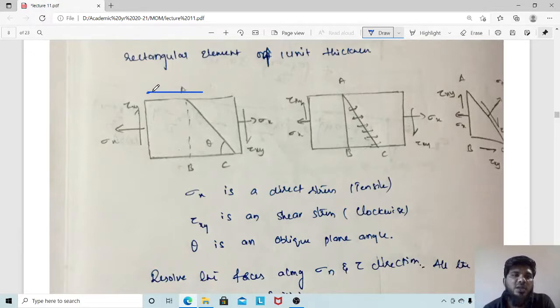I have not drawn it here, but you should consider it as a couple, because shear stress will try to rotate the object, or shear stress will try to slide the object. So it is like two equal and opposite forces like this. We have to consider that shear stress on a rectangular plane will always be like this. So tau xy, both should be coming at one point, meeting like this.